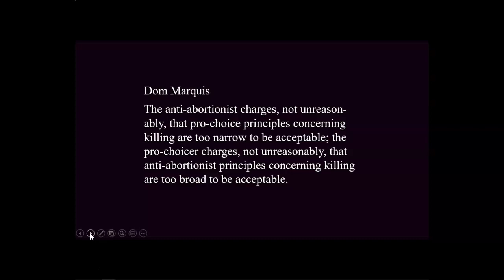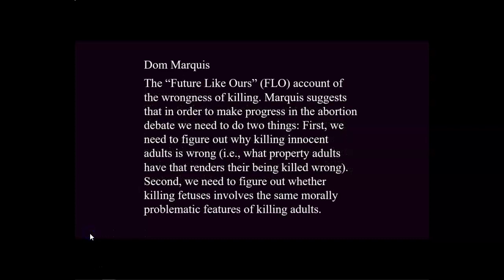So this next fella, Marquis, this philosopher, he died the year after my parents were born, and I am 63. Okay, he died in 1937. So this is an old argument. He says the anti-abortionist charges not unreasonably that pro-choice principles concerning killing are too narrow to be acceptable. The pro-choicer charges not unreasonably that anti-abortionist principles concerning killing are too broad to be acceptable.